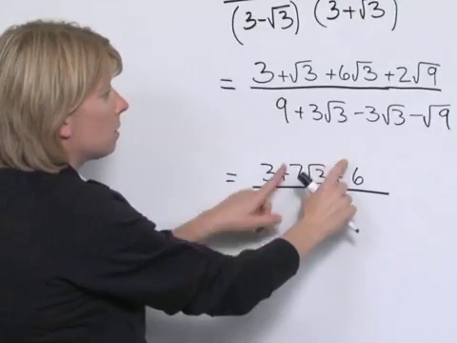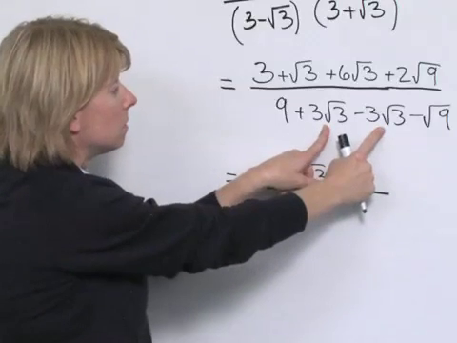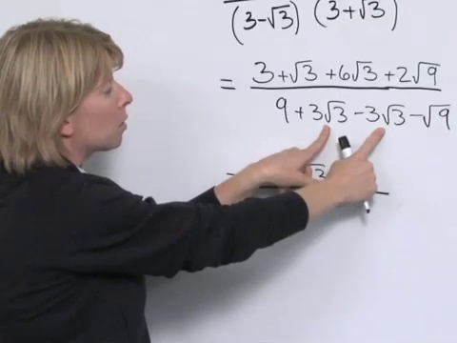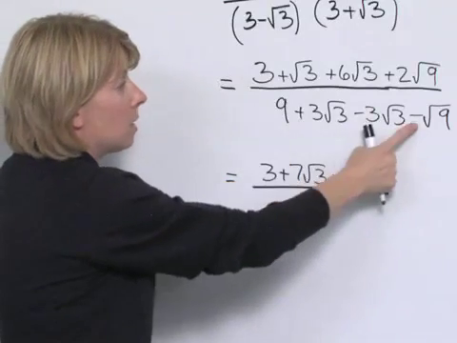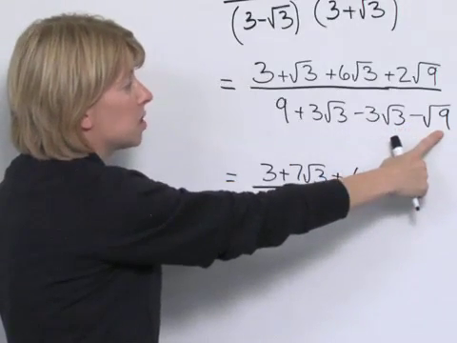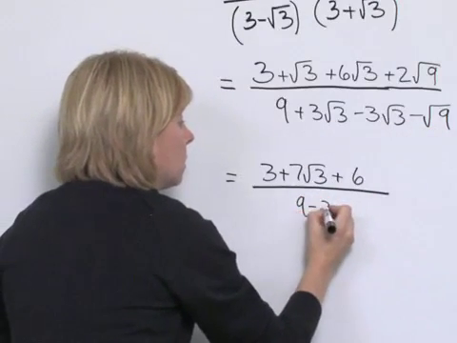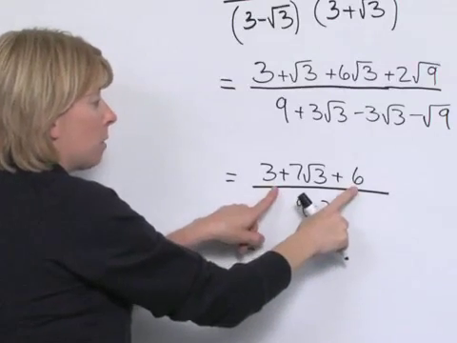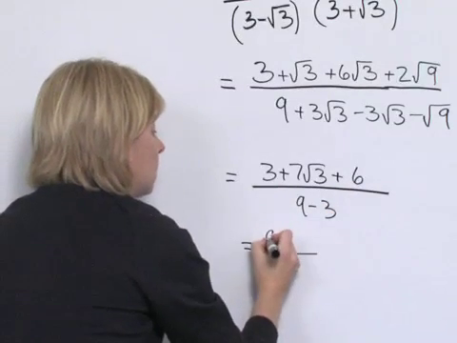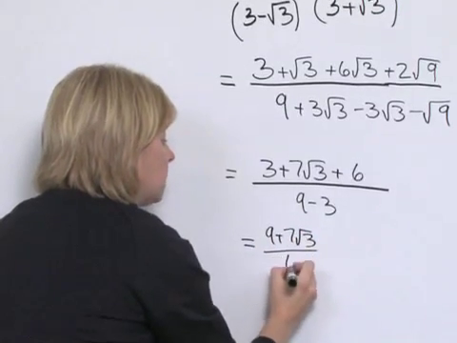In our denominator, notice the two middle terms are the same but opposite in sign. 3 times the square root of 3 minus 3 times the square root of 3 is 0. So we've got 9 minus the square root of 9 is 3. So 9 minus 3. And finally, in our numerator, 3 plus 6 is 9 over 6.